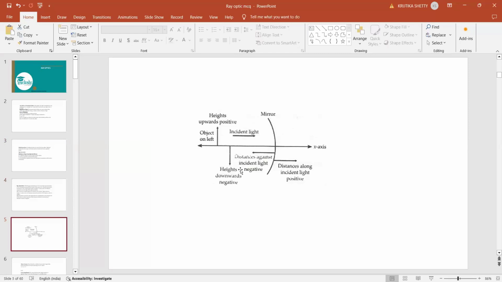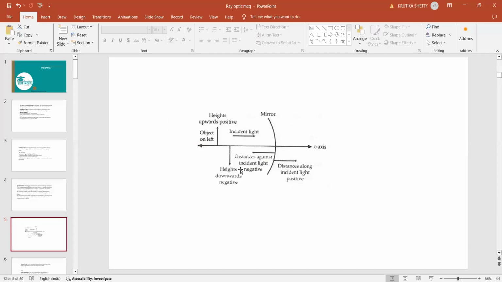There are 7 terms related to the mirror. There are two types of mirror, concave mirror and convex mirror. So in the concave mirror or the convex mirror, we discussed 7 terms like aperture, pole, center of curvature, radius of curvature, focus, focal length. So a total of 7 terms we have discussed.